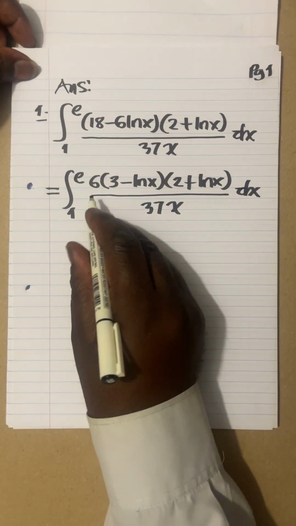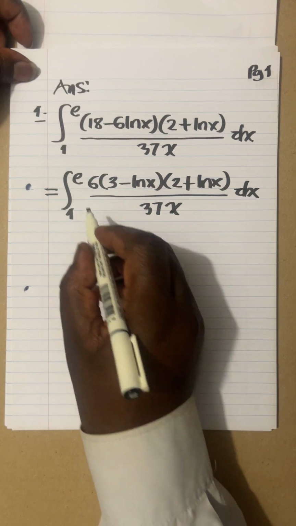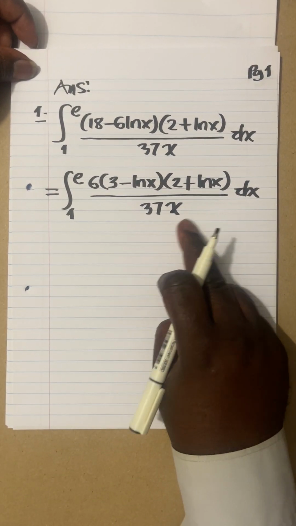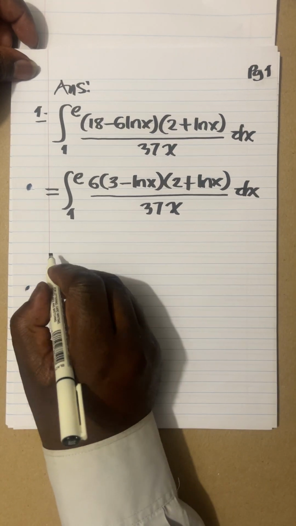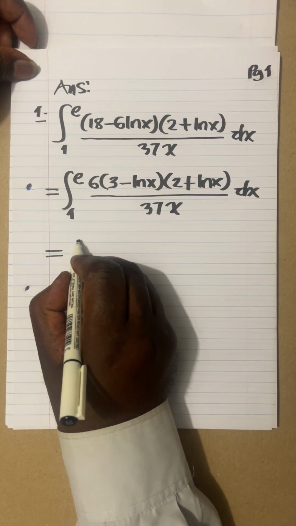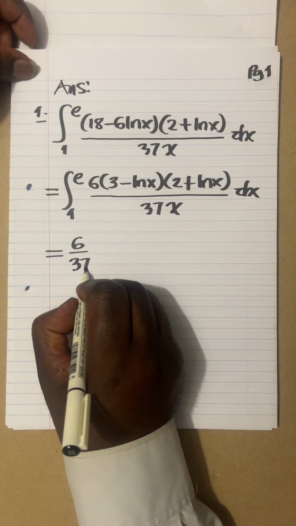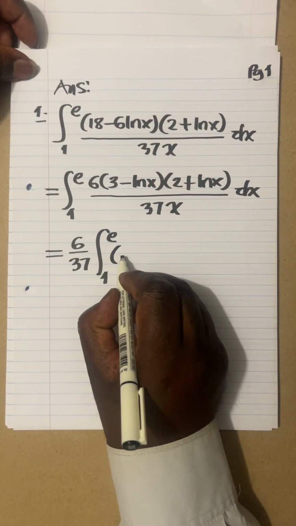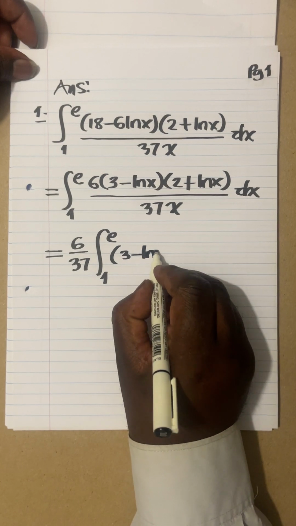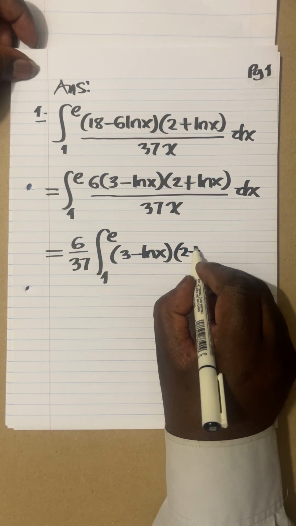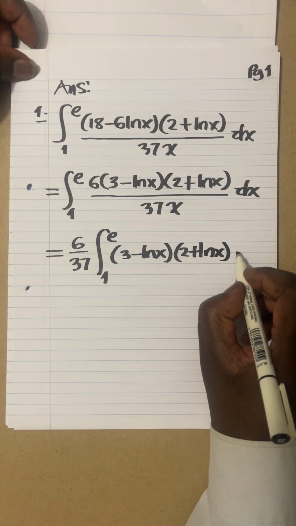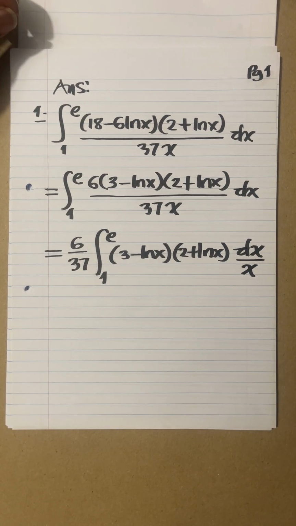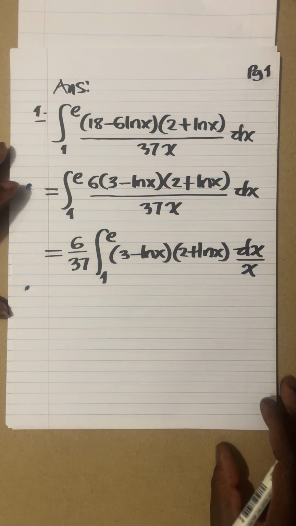Now notice that 6 and 37 are constants, and 37 is dividing, 6 is multiplying. So I'm going to take these two out, and then I'm going to put x together with dx as follows. So this is equal to 6 all over 37, the integral from 1 up to e, watch this, of 3 minus natural log of x, and then we have 2 plus natural log of x times dx all over x. Right, now we are okay.